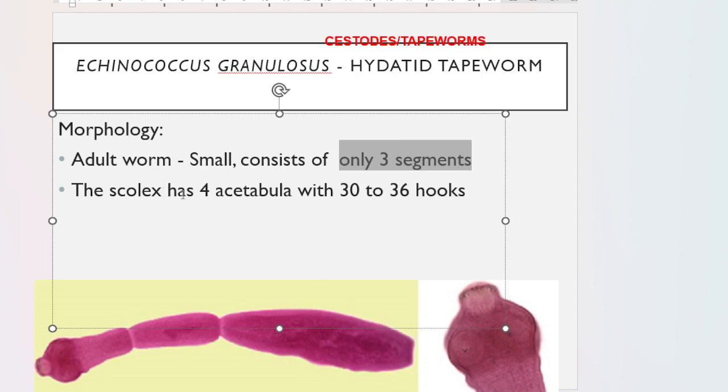Okay, so the scolex has 4 acetabula with 30 to 36 hooks. So we have here the acetabula. One side, dalawa, the other side, it has also 2. That's why there are 4 acetabula with hooklets or hooks. Therefore, it is armed. Okay, so ano na yung isang diniscuss natin, which is armed, that is Taenia saginata.